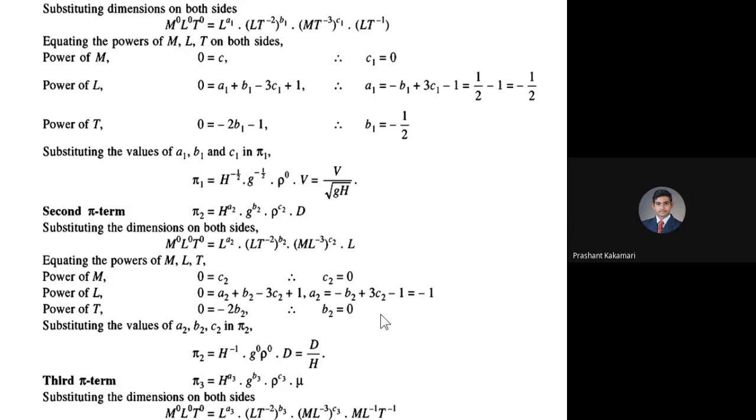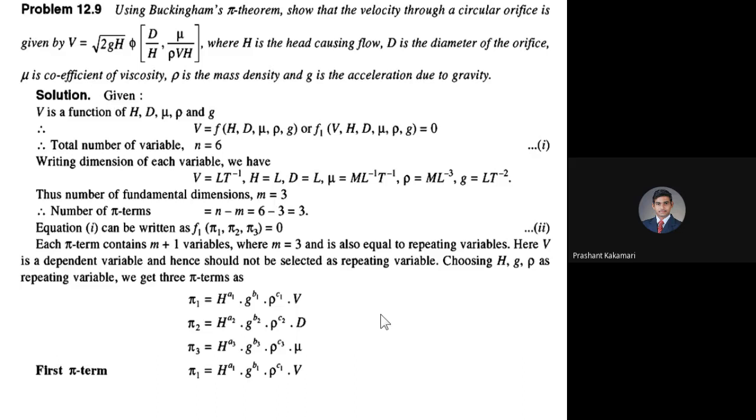So now we'll take the first term. So what is that first term? Pi 1 equal to h raised to a1, g raised to b1, rho raised to c1 into velocity. Now these quantities we have to write in fundamental quantities, that is MLT. After writing with respect to MLT, you have to write the power with a1, b1, c1. Rest all units, say for example velocity, that is LT raised to minus 1, should not have that power. Then pi 1, what to write in pi 1? M naught, L naught, T naught without any powers.